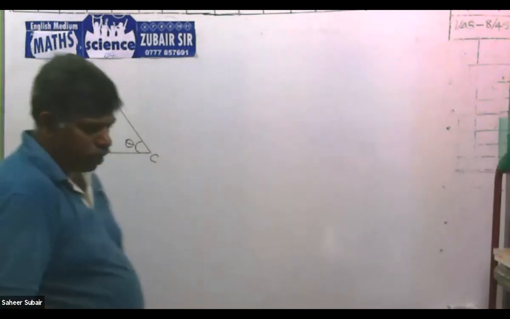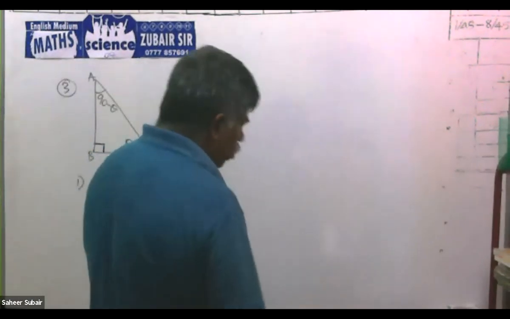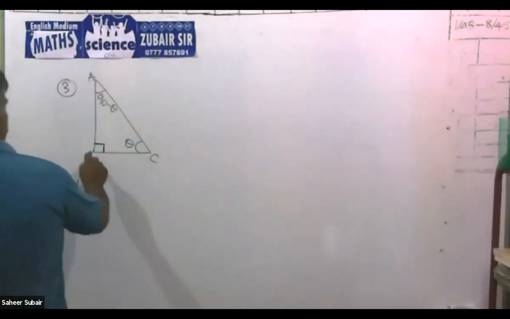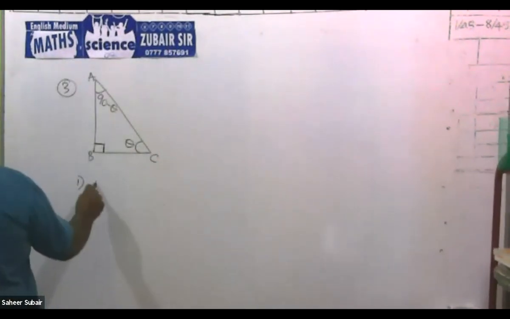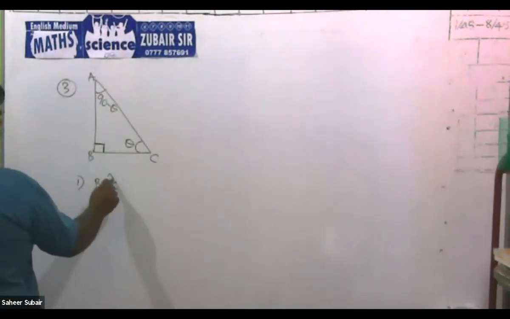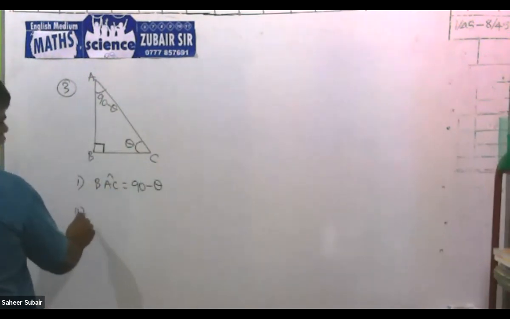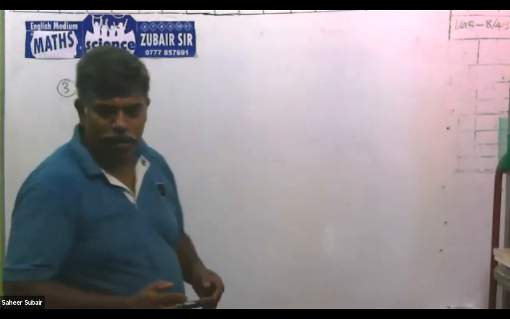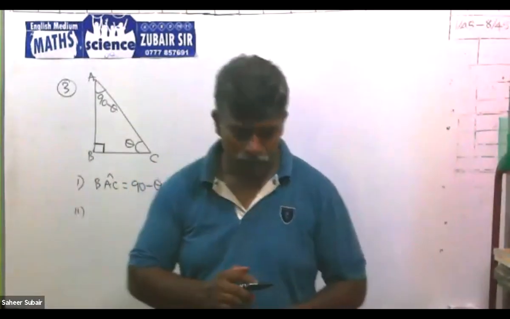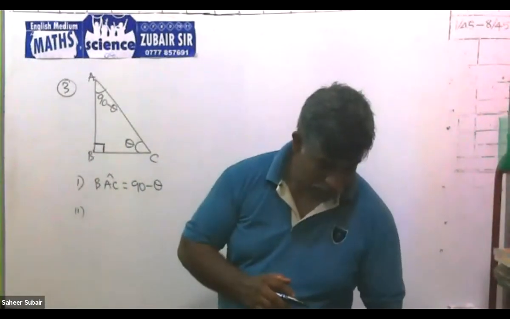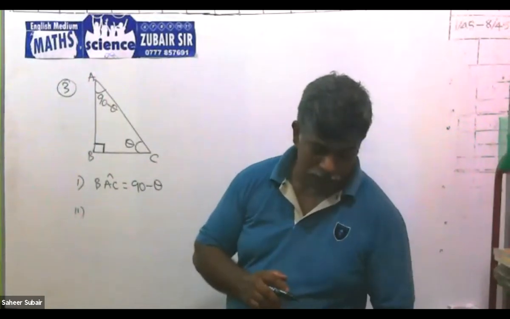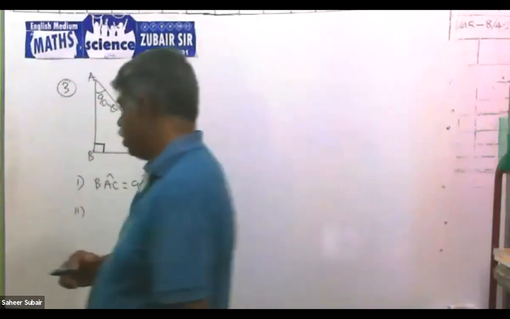Question number 1 in that, what is the value of BAC? Angle BAC equals 90 minus theta. Simple case. Then they are asking, show that sin theta equals cos 90 minus theta.